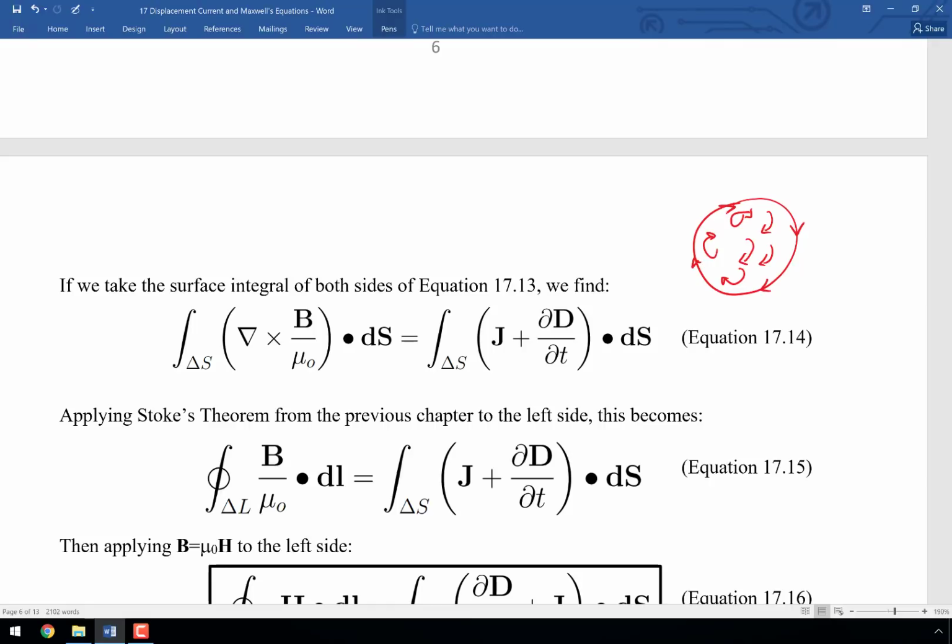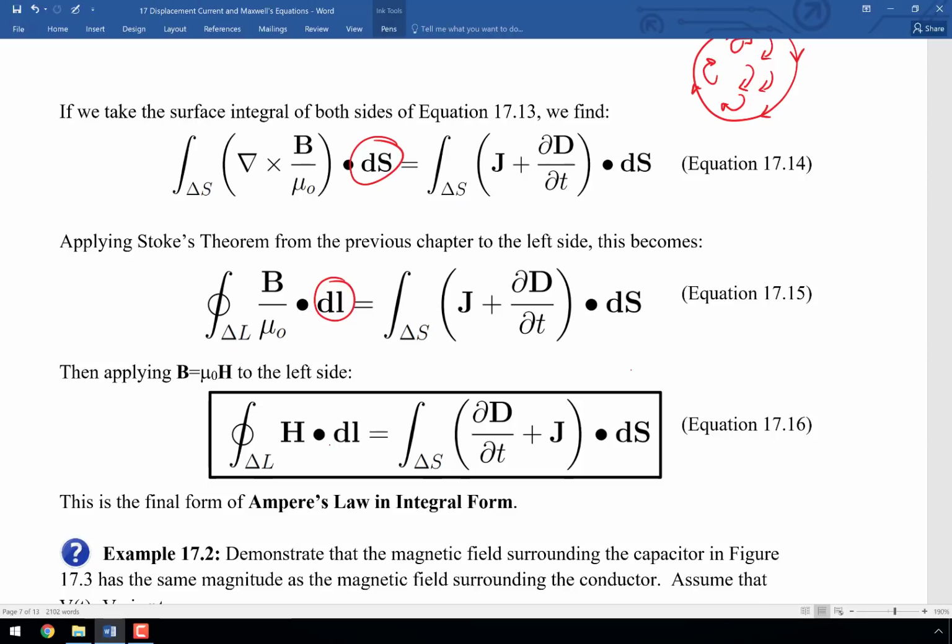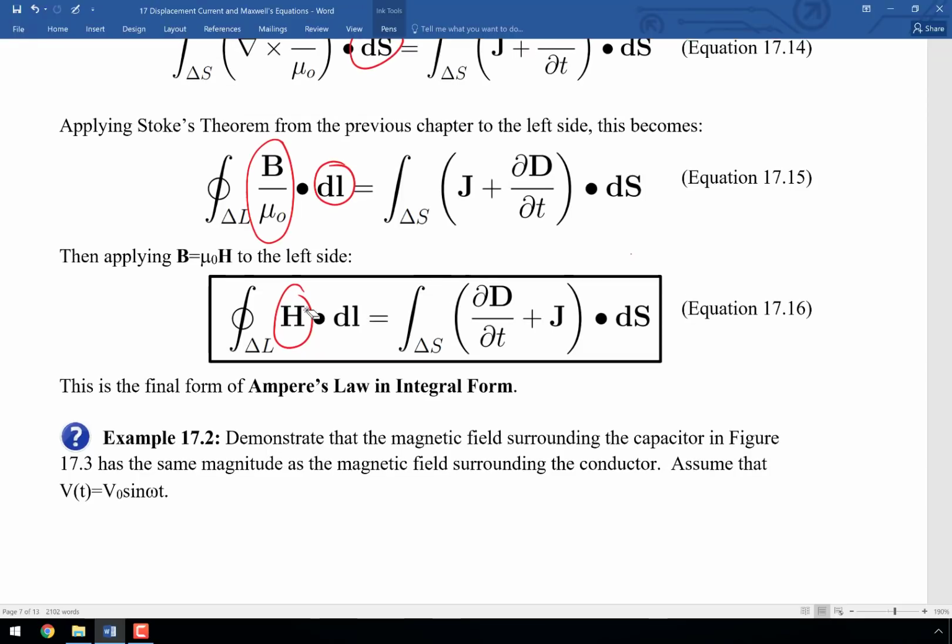That's Stokes' theorem. We're going to apply Stokes' theorem to the left-hand side, which converts a surface integral into a line integral. When we do that, we can apply B equals mu sub 0 times H, which simply converts B over mu sub 0 into H. And now we have the final form of Ampere's law in its integral form.